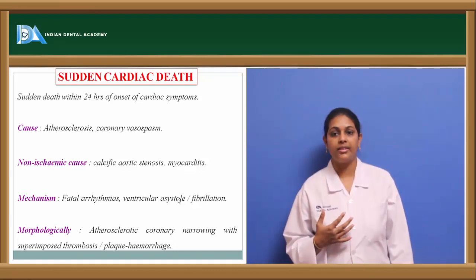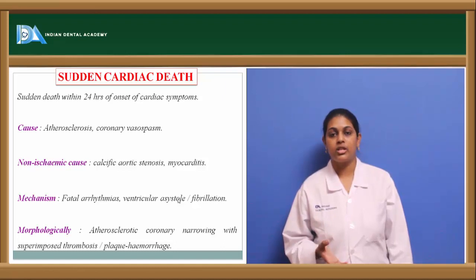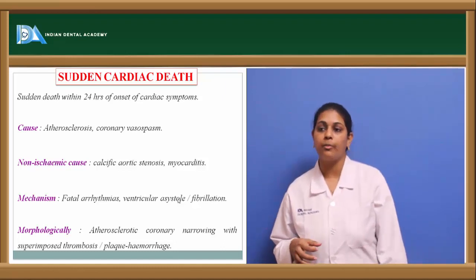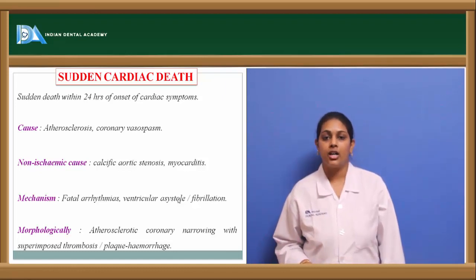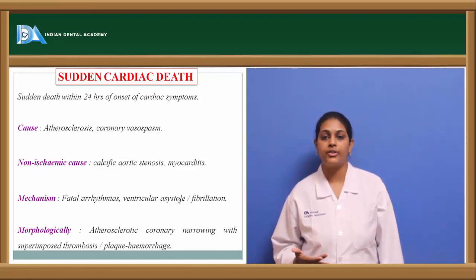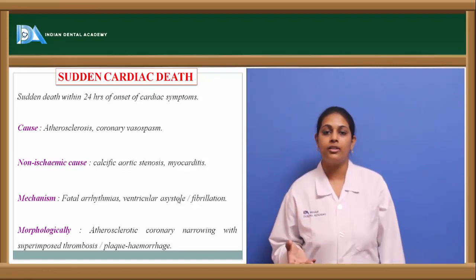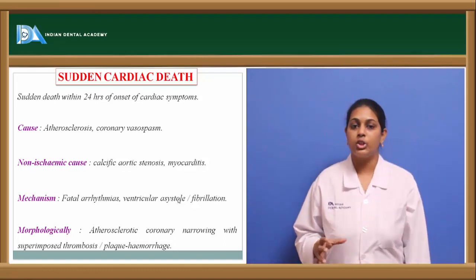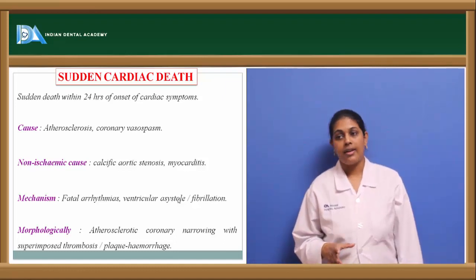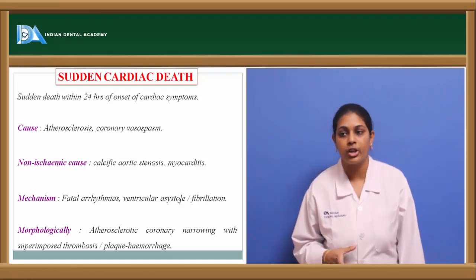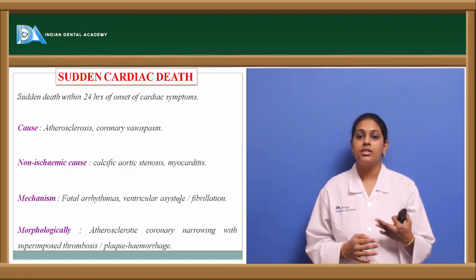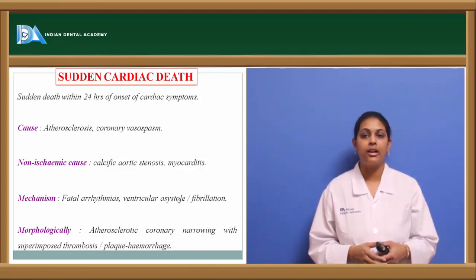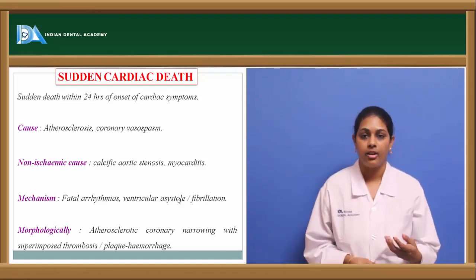The mechanism, that is the pathogenesis, for this sudden cardiac death is most commonly fatal arrhythmias, that is abnormality in the cardiac rhythms. These fatal changes can result in sudden death. Other than that, it could also be because of ventricular asystole, that is there is complete absence of systolic pressure in the ventricles, or otherwise ventricular fibrillation can also result in sudden death.